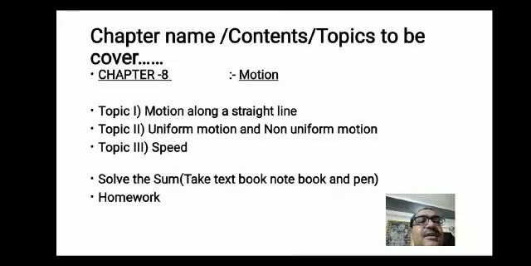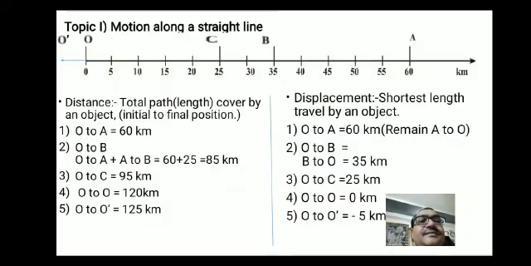For that, you will be ready with your notebook, pen, and you also download the e-textbook from our website. And lastly, I will give some homework. So let's start with this chapter number 8 about motion.